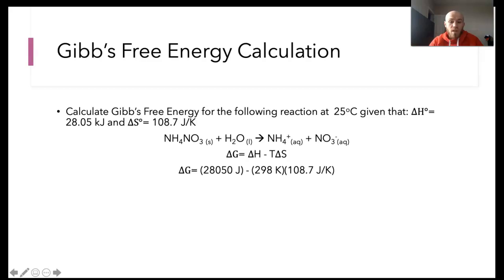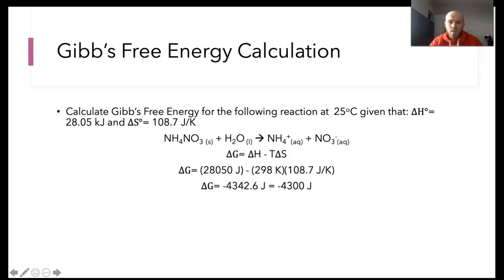So here are the numbers you plug in. I converted my enthalpy into joules in order to get that common unit with the entropy. Minus the temperature in Kelvin, so 298 Kelvin, times 108.7 joules per Kelvin. All right, and so that's our entropy. When we carry this out, we'll end up with delta G being a negative roughly 4,300 joules.